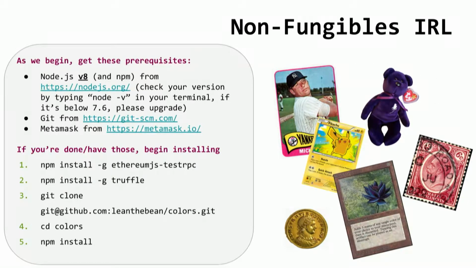And for non-fungibles that are collectibles, in real life we have a lot of examples too. Those Beanie Babies on eBay went for $3,000 at some point. Magic the Gathering card, that's the most expensive card. Right now it's valued at $16,000 to $20,000.